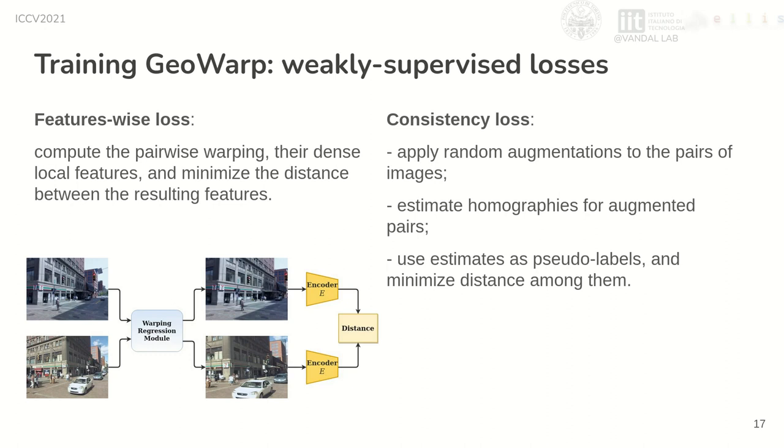The second is a consistency loss. We apply random augmentations to the pair of images, then estimate the homographies for augmented pairs, and finally use those estimates as pseudo-labels, and maximize the similarity among such predictions, similarly to what is done in contrastive learning.